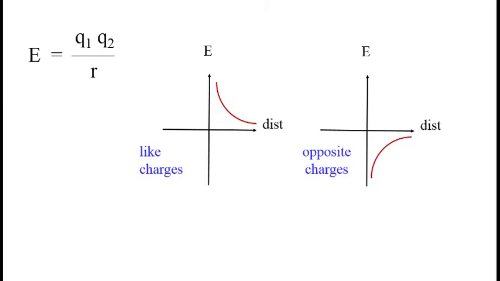Think about where like charges go to get to the lowest energy. They increase their separation distance. They repel. How about opposite charges? Remember that we define lower energy as more negative energy. Opposite charges get closer to go to lower energy. They attract. Opposites attracting and likes repelling is simply what they do in order to go to lower energy.